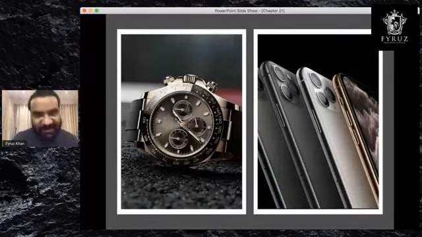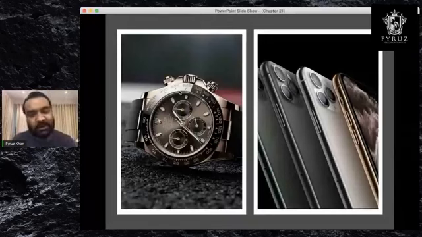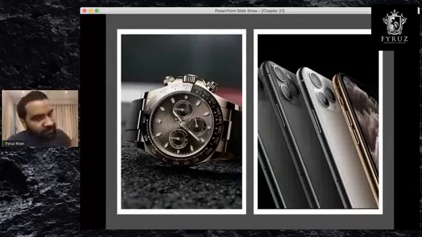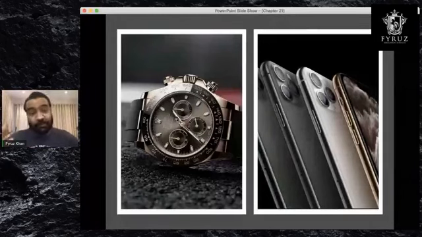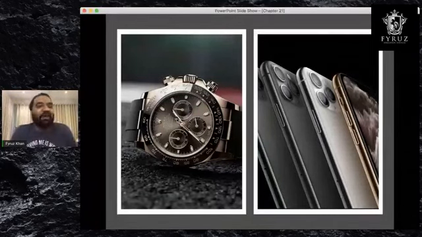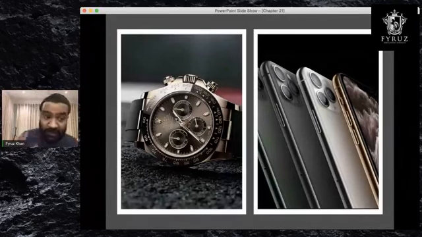So on the left-hand side here, we have a Rolex. Rolex is a luxurious watchmaker. I'm sure most of you know it's a luxury brand. Now, if you buy Rolex in America, in Thailand, in Africa, or from Bangladesh, where there are some retailers that sell Rolex, it's the same. The product is the same everywhere. There is no difference wherever you buy it from.